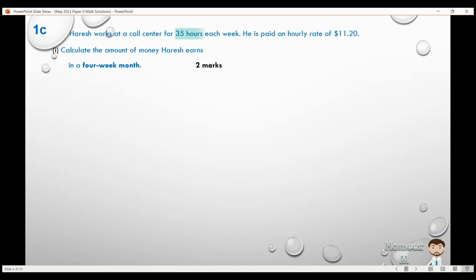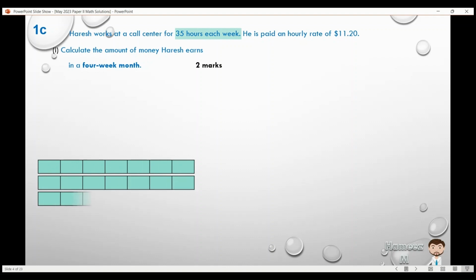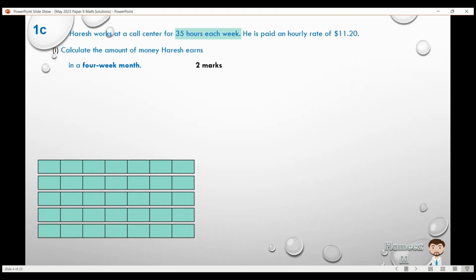So let's represent this by recognizing that there are 35 hours each week. If we bring up 7 hours for Monday, 7 for Tuesday, Wednesday, Thursday, Friday, we can approximate it. Some days he may make more or less. Then 7 fives are 35 hours. And what do we know? If each block represents an hour, he worked at an hourly rate of $11.20. So each block tells us that he got paid $11.20 for that particular hour.